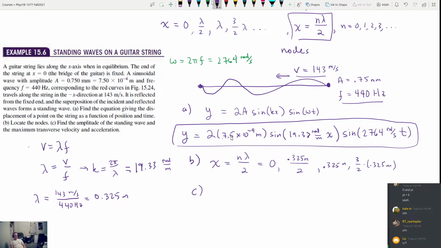Part C, find the amplitude of the standing wave. We already did that. The amplitude is just basically double 7.5 times 10 to the minus 4 meters. So this is going to be 1.5 times 10 to the minus 3 meters, I think. Right? That's right.